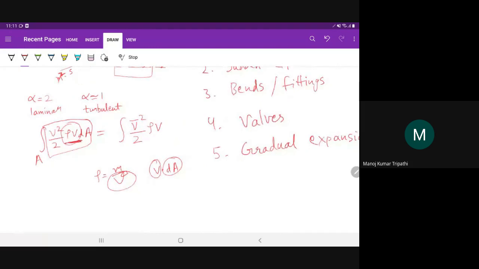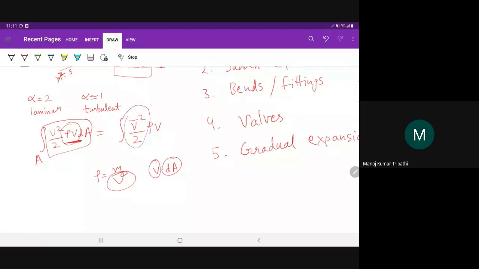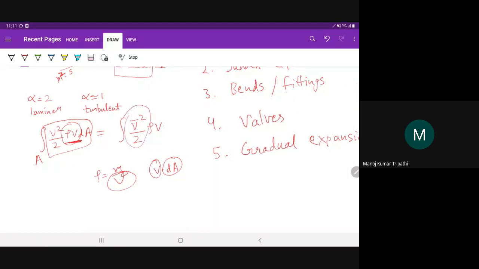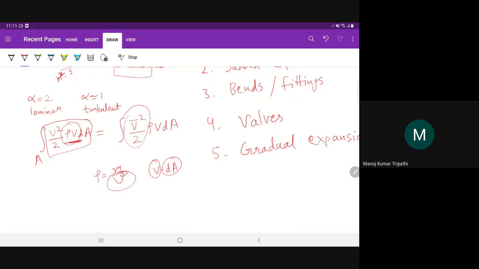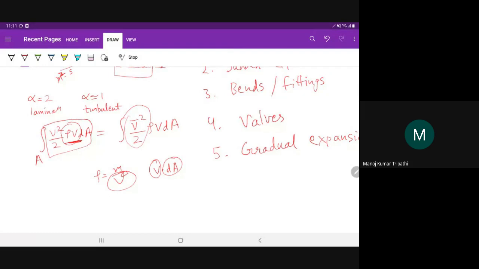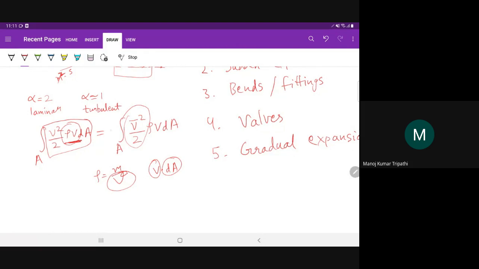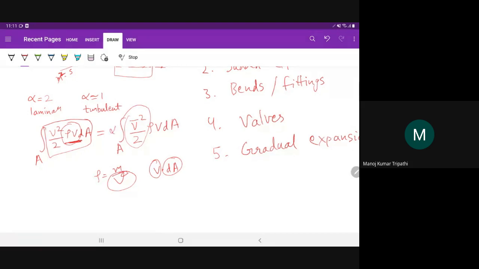And if you want to write that same thing in terms of average velocity, then you can write this times dA. But these two will not be equal, of course, because velocity and average velocity are different. This is also integrated over the entire cross-sectional area A. So you have to multiply some factor alpha here with V bar square by 2, which can come out of the integral also.